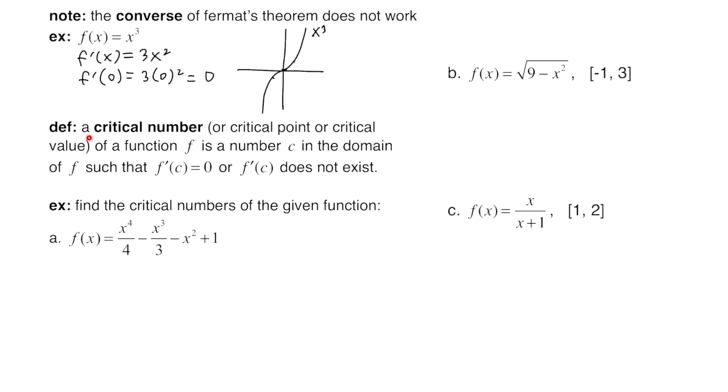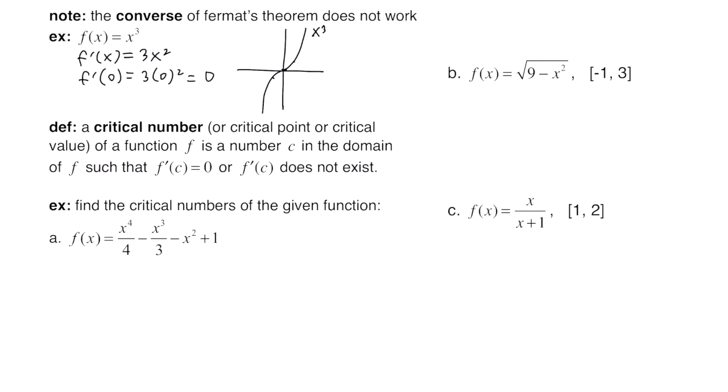Our next definition says a critical number, or a critical point, or also called a critical value, of a function f is the number c in the domain of f such that f prime of c equals 0, or f prime of c does not exist. So again, if you have the situation where f prime of c equals 0 or f prime of c doesn't exist, then we call that value c a critical number for the function f.